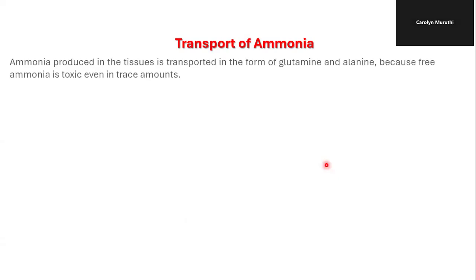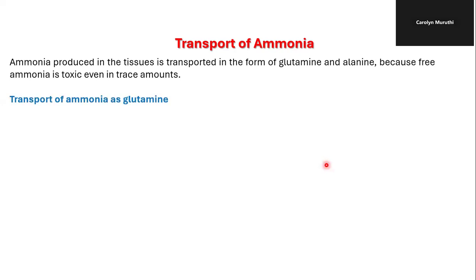So what do we do with this ammonia? We see that ammonia is produced in tissues. It has to be transported to the liver, where it is converted to a less toxic, water-soluble product, that is urea. So ammonia is transported in two forms, that is in glutamine and alanine.